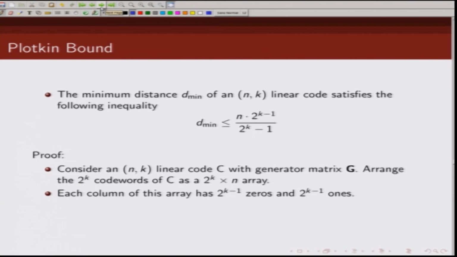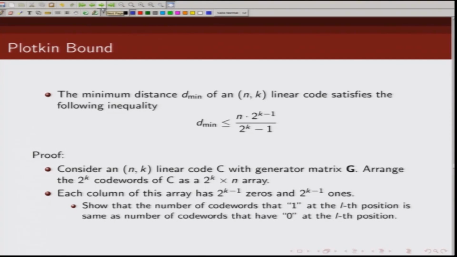Now, what we are going to show is that in each column of this array there are an equal number of zeros and an equal number of ones. So, how do we show this? We show it by showing that the number of code words that have 1 at the ith position is the same as the number of code words that have 0 at the ith position. And in this way we will show that there are equal numbers of zeros and ones in this array.